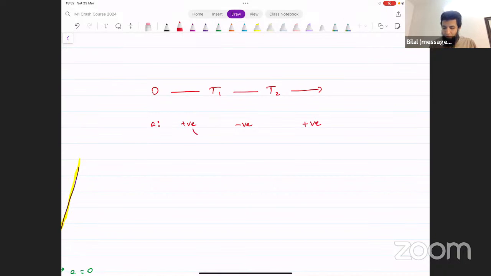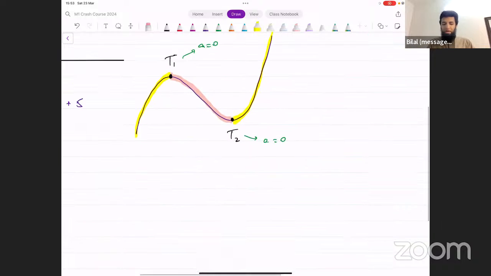Now, as you go from positive to negative, at t1, at this cutoff point, what happens? Acceleration is going to be 0, right? So when you go from a positive value to a negative value, 0 is what comes in the middle. And similarly here, when the acceleration goes from negative to positive again, acceleration is going to be 0. So whenever it goes from positive to negative or from negative to positive, in the middle there's going to be 0.